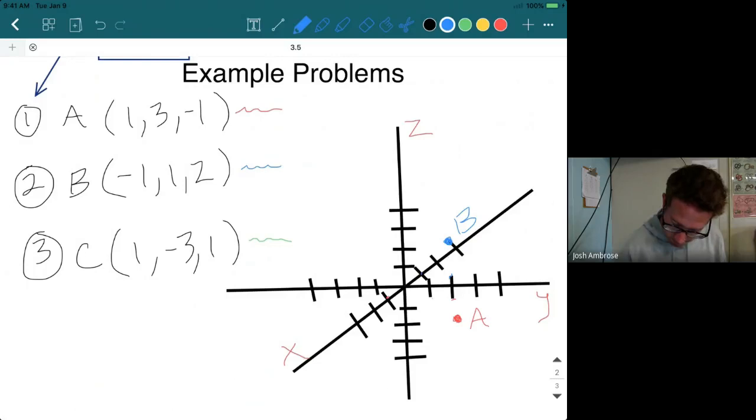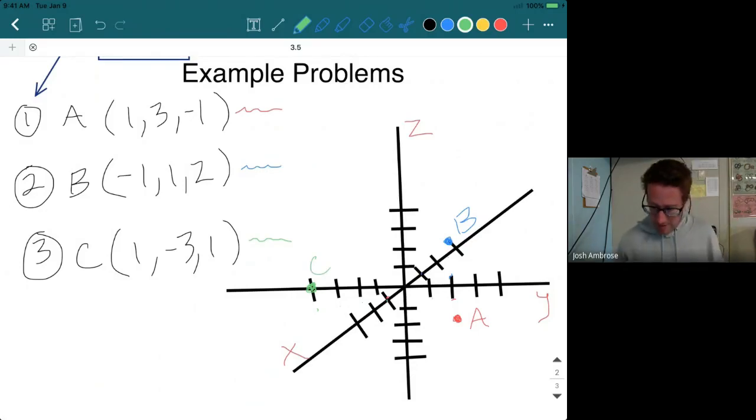Okay, now we're looking at green. So now we are again going to go out of the screen 1 time. Then we have a -3, which goes to the right. Okay, 1, 2, and 3. And then we go up. So we're right about there for our C value.